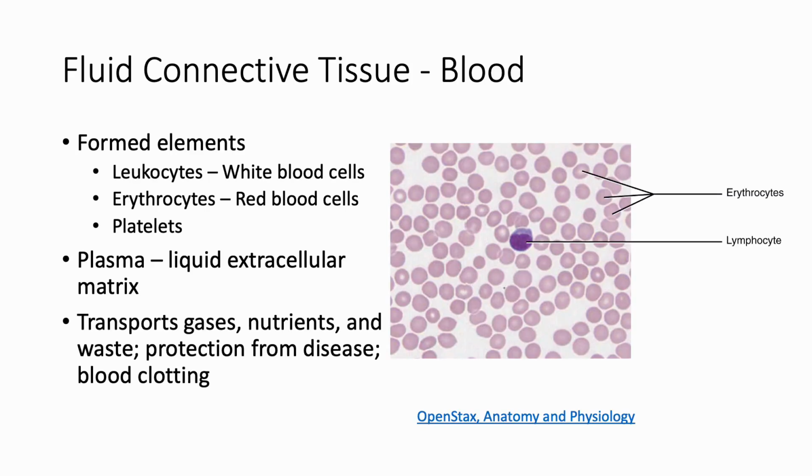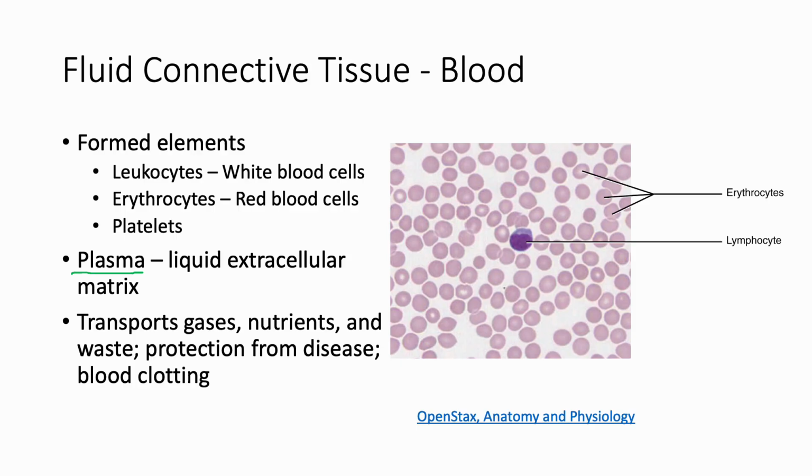Let's take a look at blood. Now, what exactly is blood? Well, blood has both a liquid portion, so we call that the plasma. So in this case, the extracellular matrix is just liquid. That's what the plasma is, the extracellular matrix. So we don't have any protein fibers or minerals.